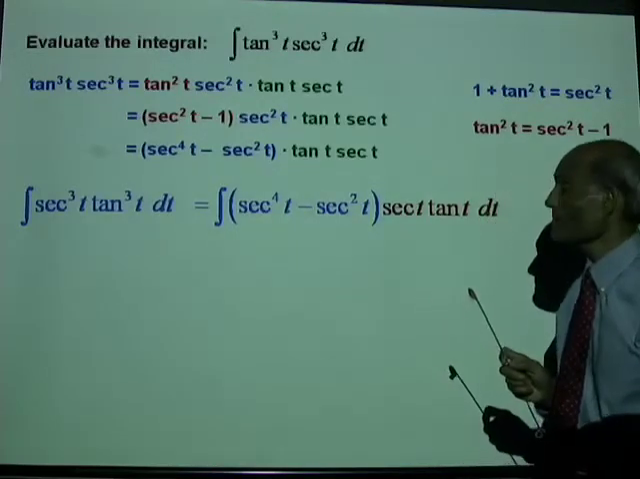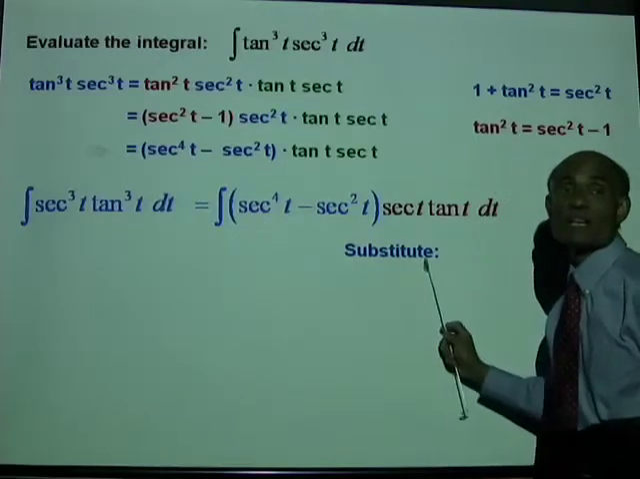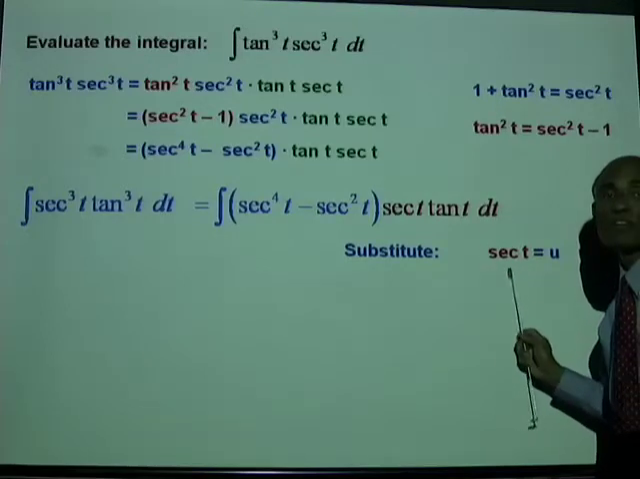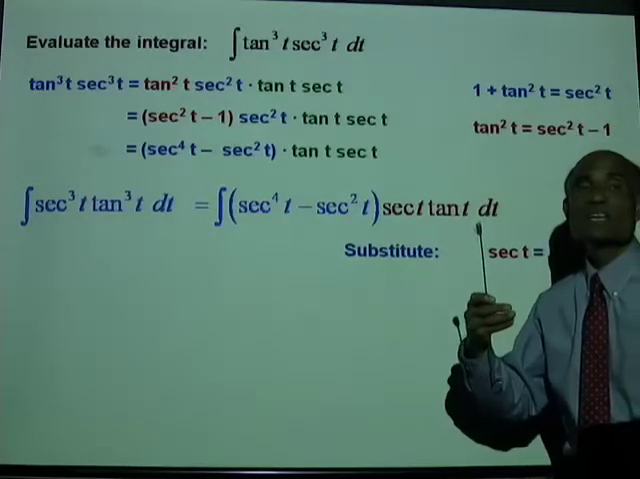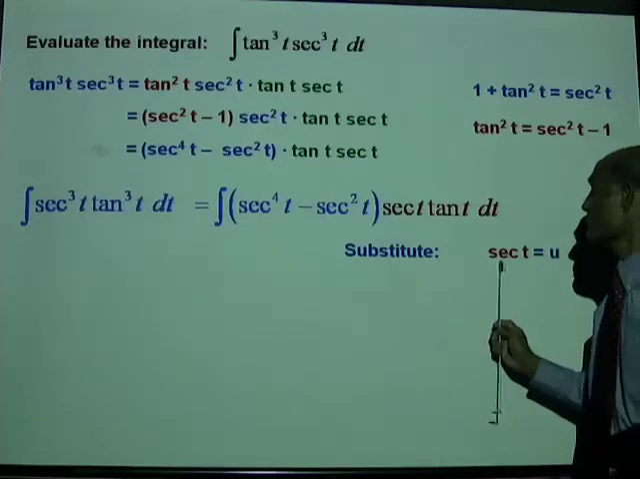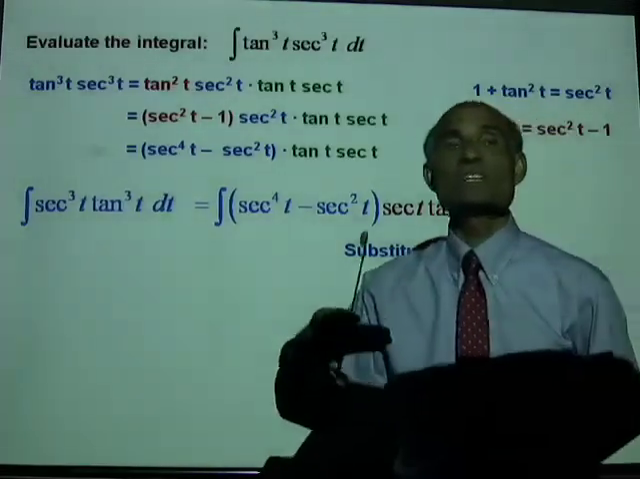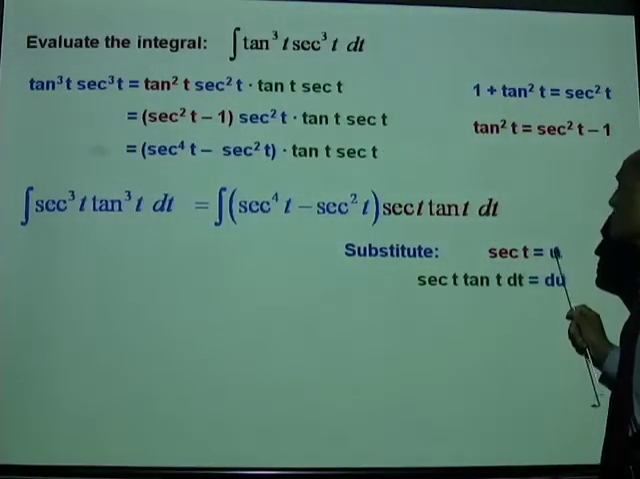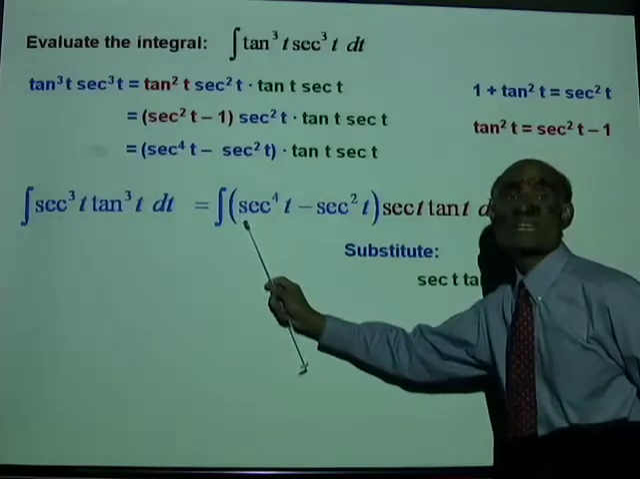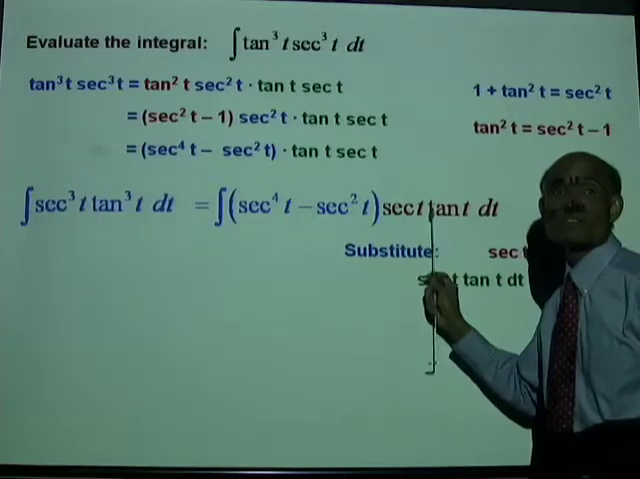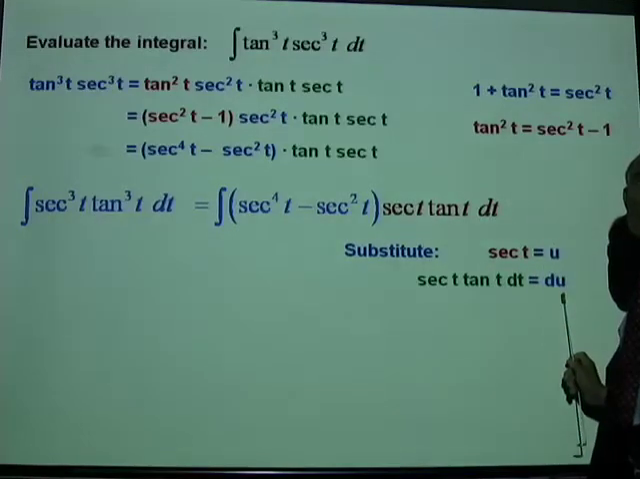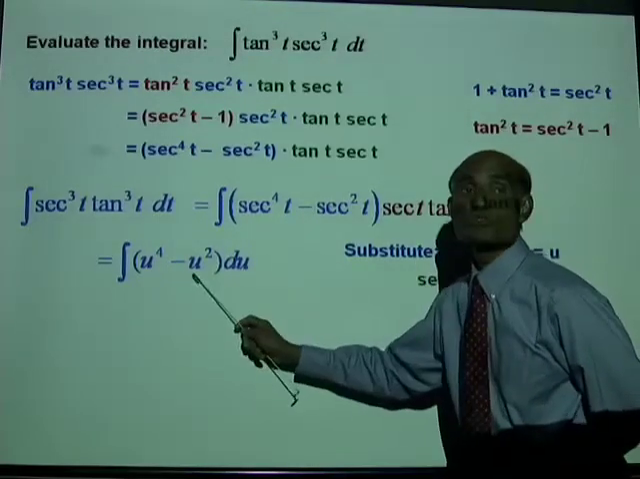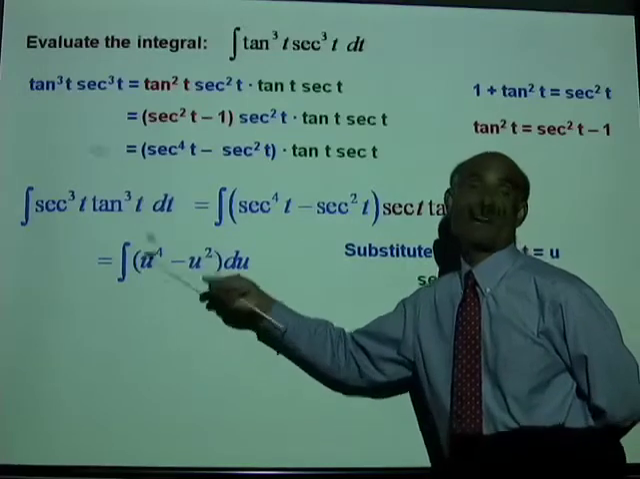What is our substitution? Secant t equal to u. If secant t equal to u, find the differential of both sides. The derivative of secant t is secant t tan t. So the differential of secant t is secant t tan t dt. There you go. Secant t tan t dt equal to du. When secant t becomes u, secant t tan t dt becomes du. So this now becomes the integral of u to the power of 4 minus u squared du. And now we can integrate it.